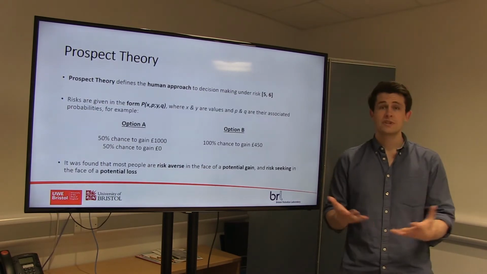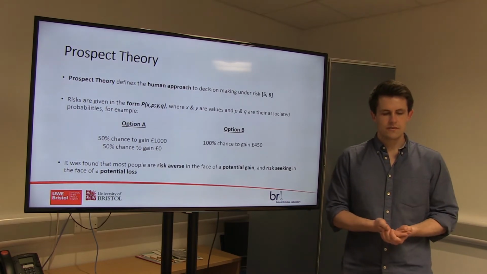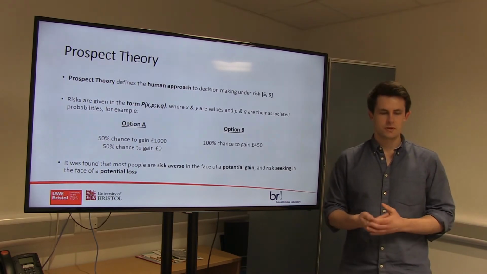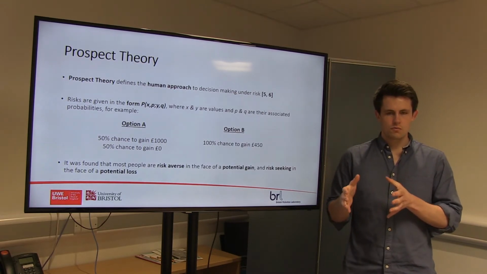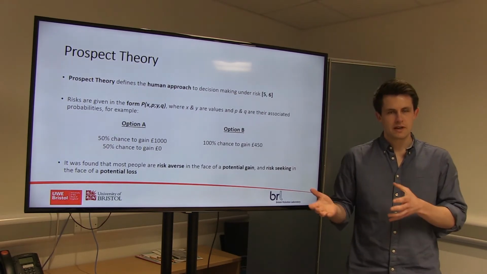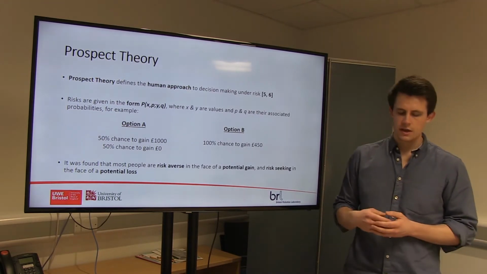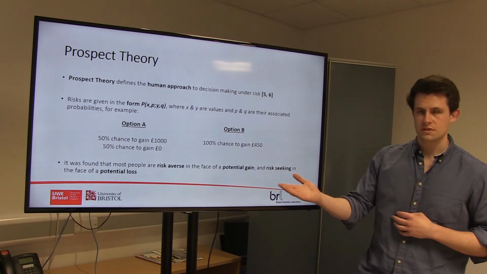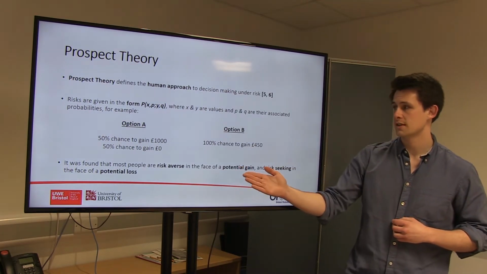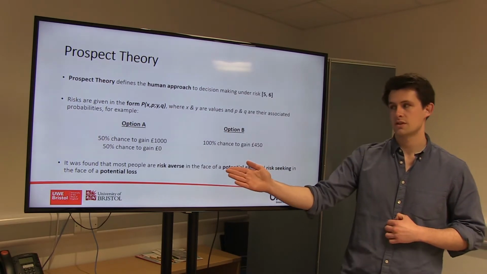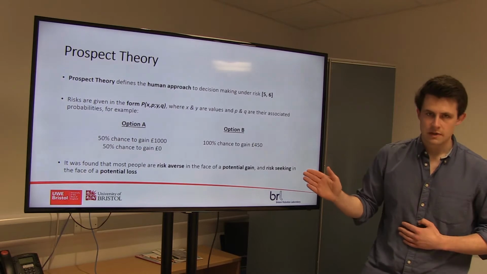So, how do we define a human approach to risk? We look at the literature, and we find that prospect theory seems to be the most common approach. That is where risks are given in the form of a prospect, a value probability pair, like the one shown on the screen. So in this case, one choice is a 50% chance to gain £1,000 and 50% chance to gain no pounds, or 100% chance to gain £450.